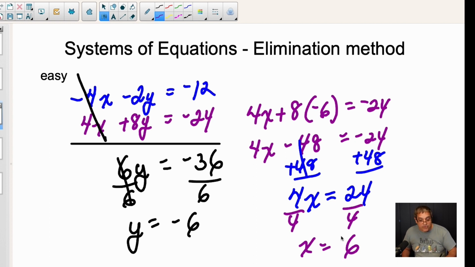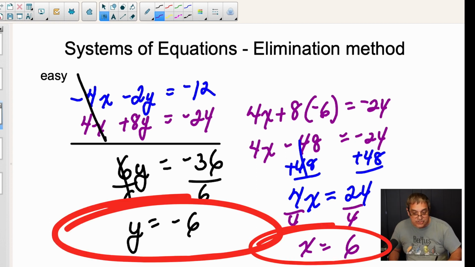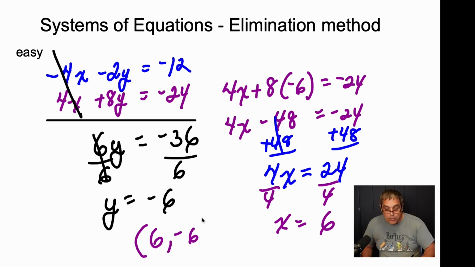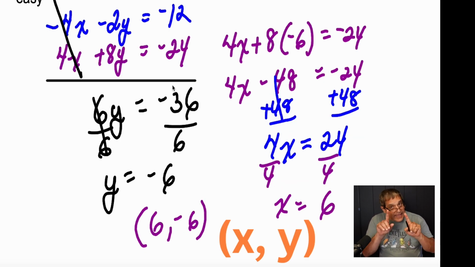So now I've solved for both variables, and I write my solution like this. 6 comma negative 6. We write it the way we write any coordinate, okay? So it's x comma y in parentheses because the answer is a coordinate. So (6, -6) is the solution to the systems of equations. If I plug that into either equation, it will solve them.